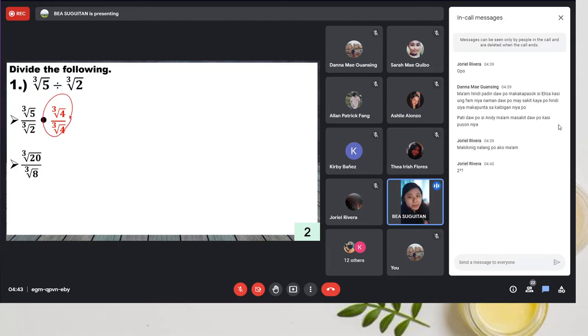And always remember, when you are rationalizing, when you are multiplying, whatever radical expression that you will multiply to the denominator, you will also multiply that on the numerator. That's why we will have cube root of 12 over cube root of 8. So let us simplify. Is 12 a perfect cube or not? Perfect cube po ba siya o hindi? Yes or no? Is this a perfect cube or not?